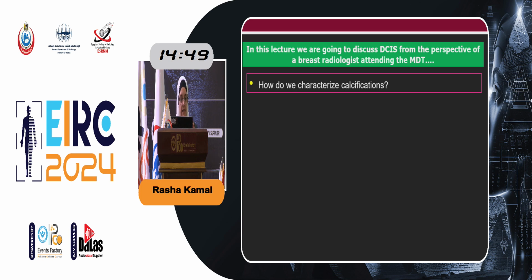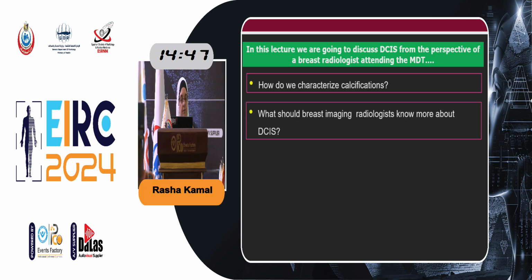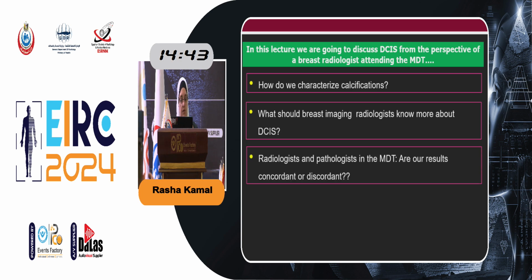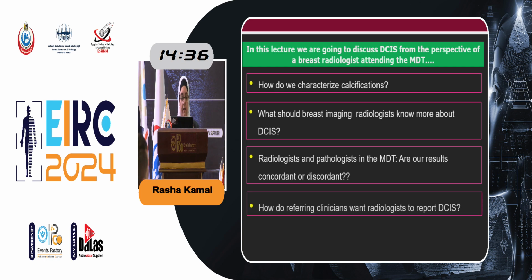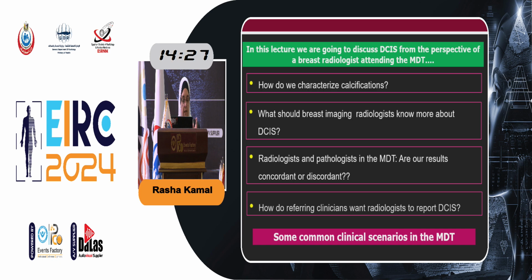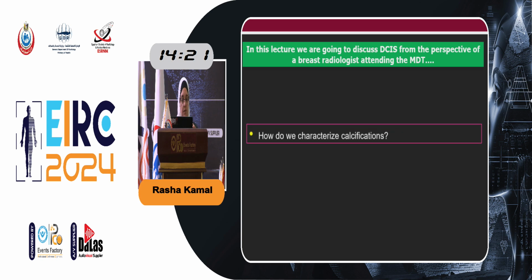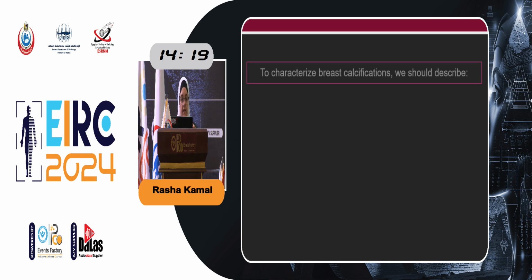How do we characterize calcifications? Next, what should breast imaging radiologists know more about DCIS? Third, radiologists and pathologists in the MDT usually ask each other, are our results concordant or discordant? And how do referring clinicians want radiologists to report DCIS? And while answering each of these questions, we're going to give some common clinical scenarios that we encounter in the MDT. We'll start with the first question: how do we characterize calcifications?